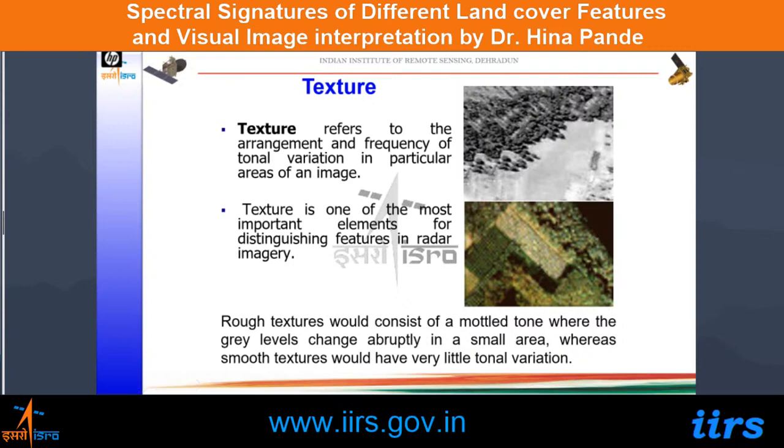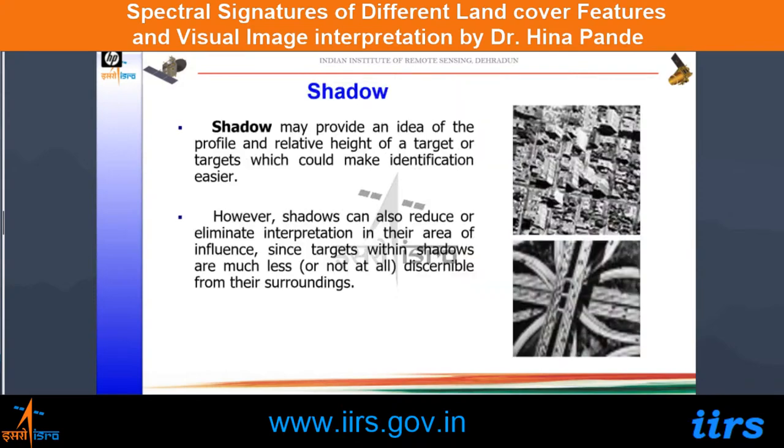Then we come to shadow. Shadows are usually considered as noise or occlusion because they tend to restrict the interpreter's ability to see things clearly on the image. However, at times they may provide us an idea of the profile and relative height of the feature, and this could make identification easier. Right? So as you see here, even if you don't have a stereoscopic image, we can assess that because it's casting a shadow, this might be at a higher level than the surrounding road. So it could be a flyover, etc.